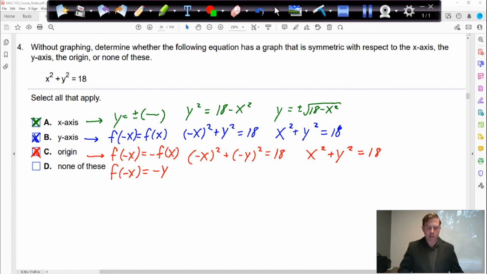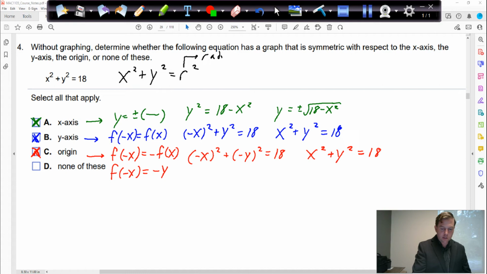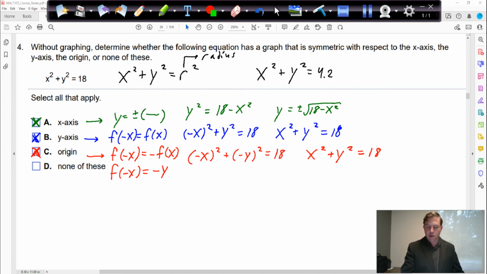Okay, so we have all three, and I had said, well, with a function, you should only have one of these three. But let's see what's going on here. There's something a little interesting going on here. So this is of the form x squared plus y squared equals a number squared, which we called a radius. This is the equation of a circle centered at the origin. You saw this last class. So I can rewrite this as x squared plus y squared equals about 4.2. It's a few more decimals than that, but that's fine. 4.2 squared. So this is just a circle at the origin with a radius of 4.2, which we can quickly graph.